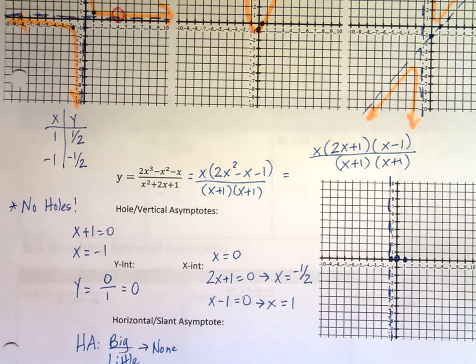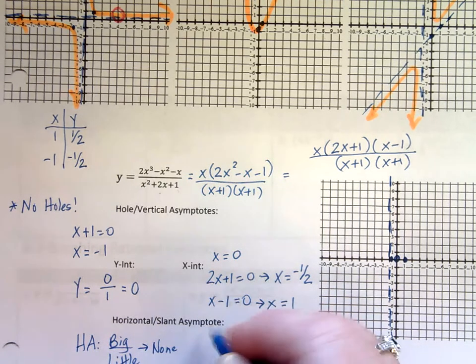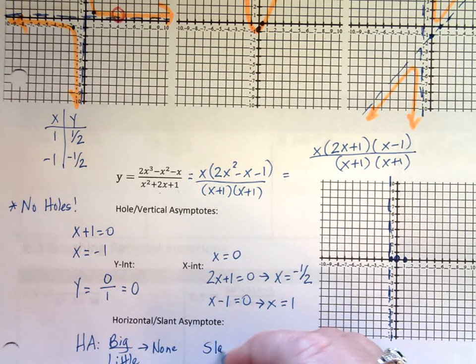Check it out. Does it have a slant asymptote? And we say, yeah, I got a cube over a square. The power on top is one more than the power on the bottom. So this one has a slant asymptote that I need to find. That's going to take me some doing.